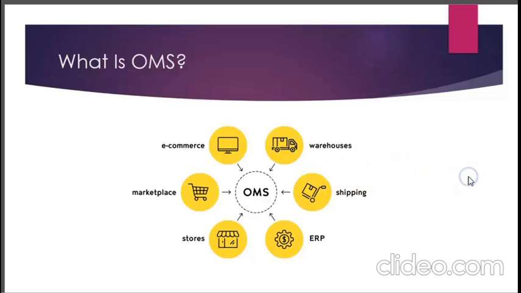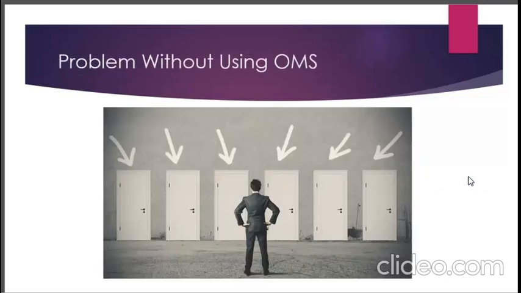Now we'll see what problems the business will face if they are not using the OMS. Without OMS, orders are managed in multiple systems, which creates confusion. For example, without OMS, the order can be managed offline. Sometimes businesses will track it completely offline. That is a very hectic process, and we can't manage these orders properly.